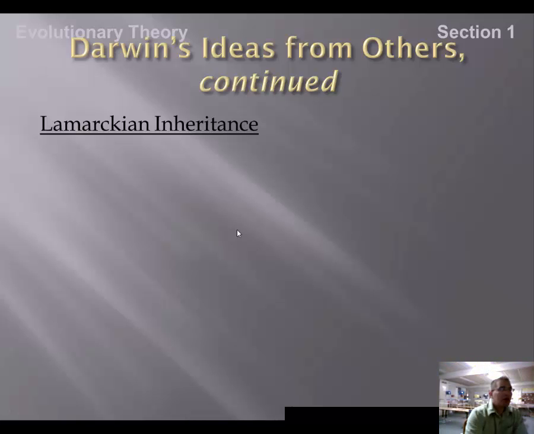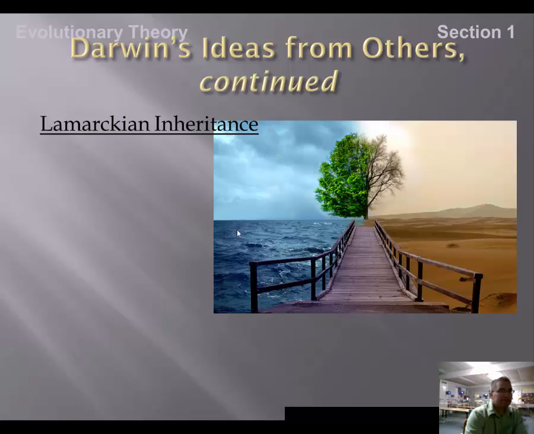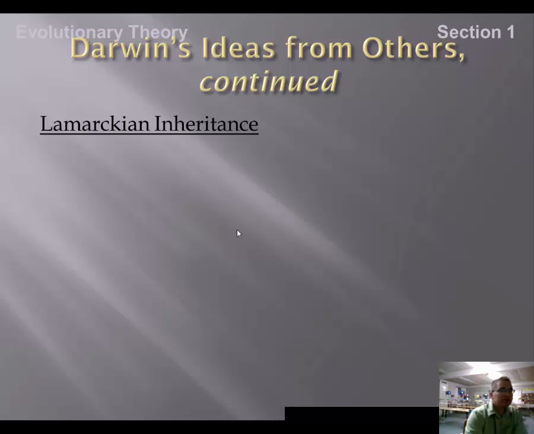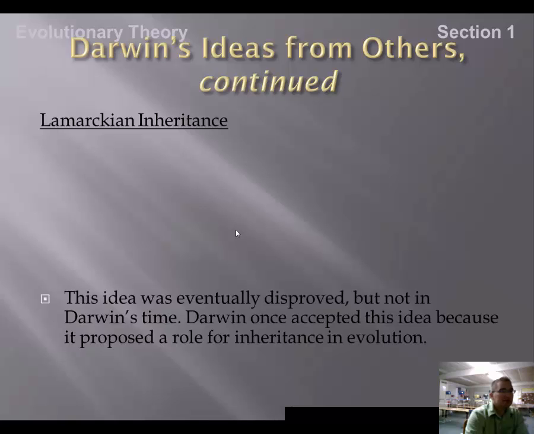Lamarckian inheritance. Lamarck noticed that each organism is usually well adapted to its environment. So he proposed that organisms change over time as they adapt to changing environments. He believed that offspring inherited these kinds of changes, and his idea was eventually disproven. But it wasn't disproven during Darwin's time. So Darwin used his ideas as a way to accept the theory of evolution.